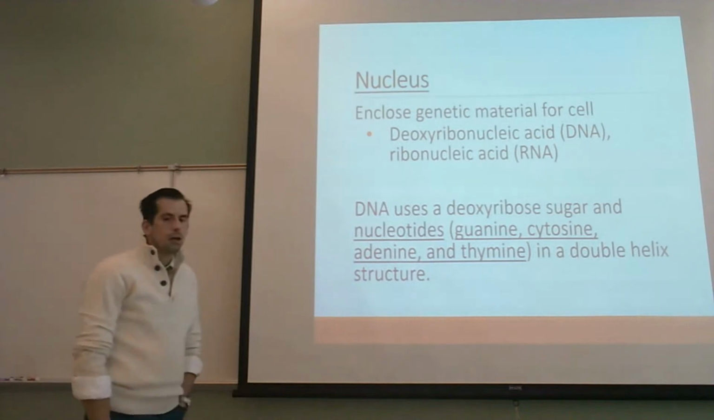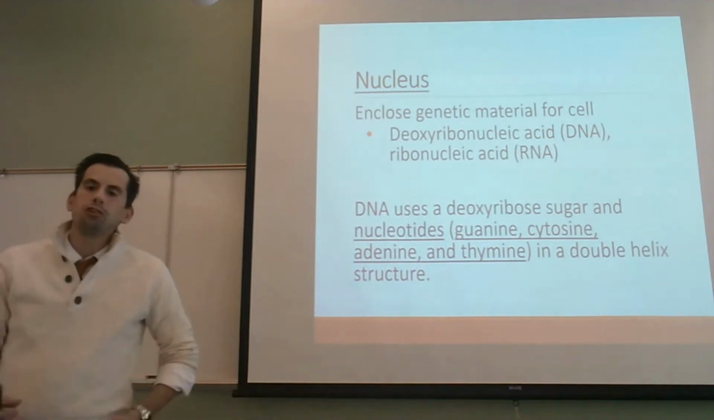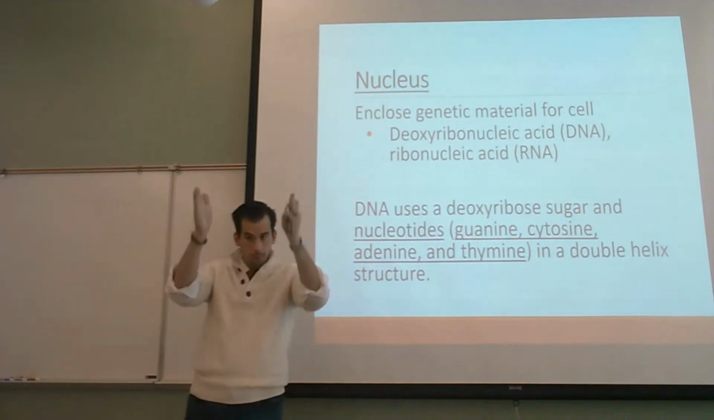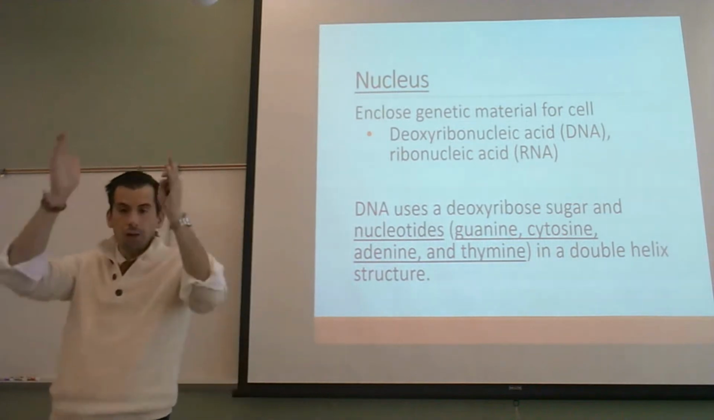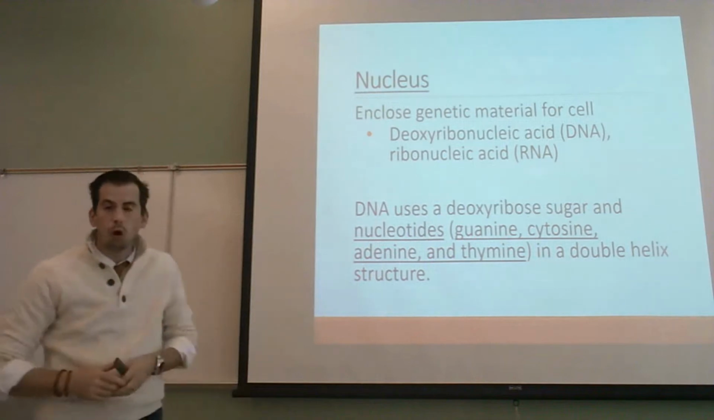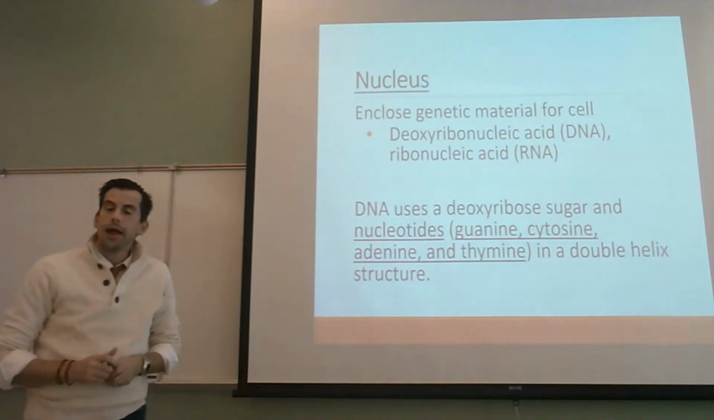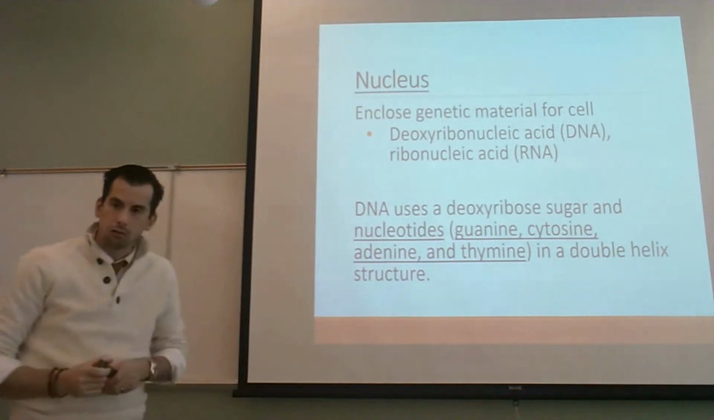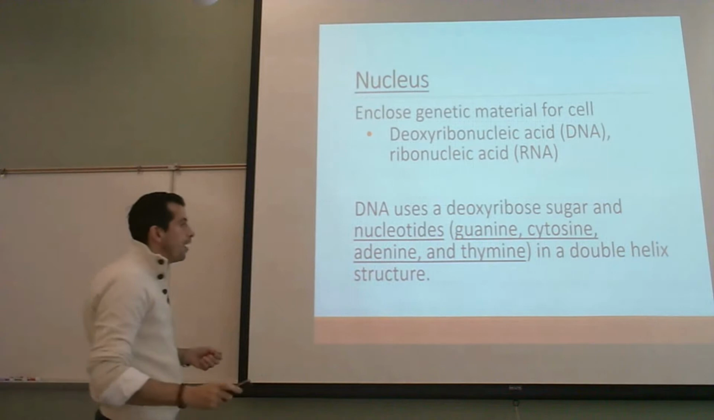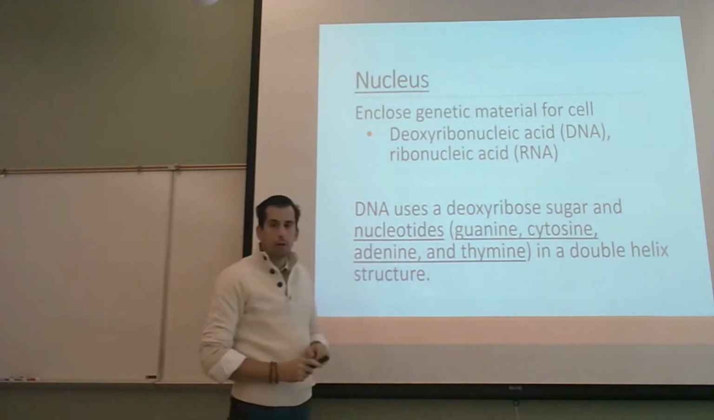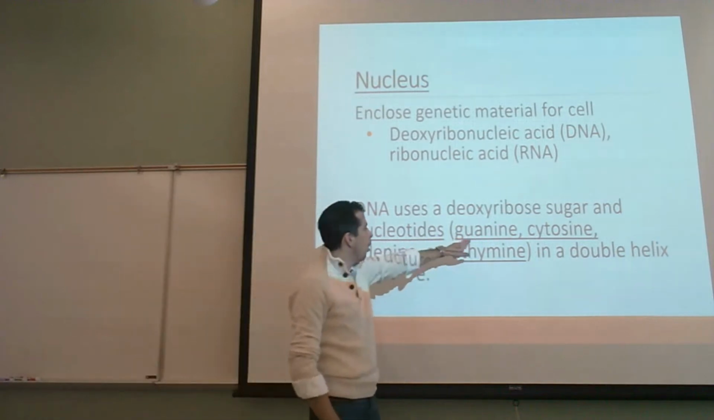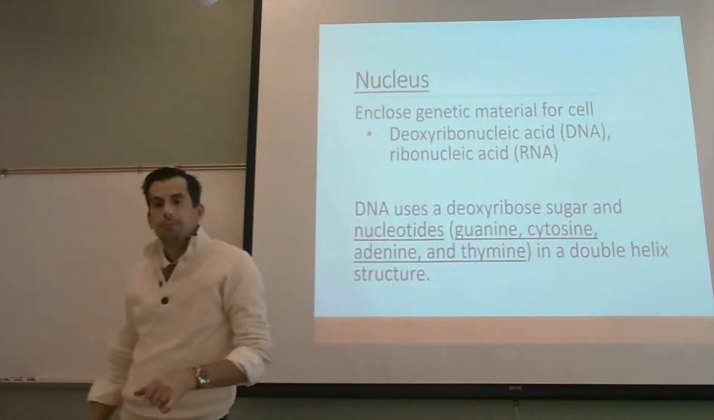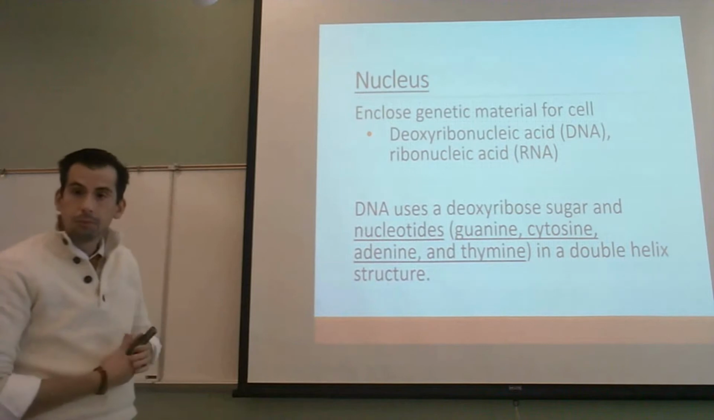DNA, I want you to picture as two backbone strands, like the parallel portions of a ladder if it was leaning up against a wall. And connecting those two strands are these horizontal rungs. The horizontal rungs are made up of pairs of nucleotides. And in DNA, we've got guanine, cytosine, adenine, and thymine to make up the rungs of that ladder.